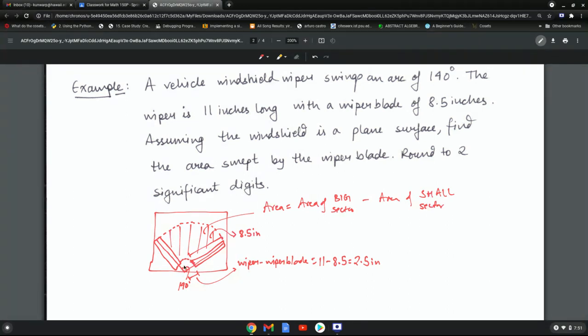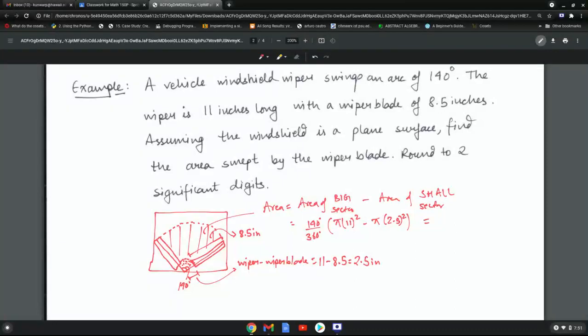Because you have this area right here, let's say the dotted one, which is not getting cleaned by the wiper. Now for both these sectors, the angle is the same. So it's 140 degrees over 360 degrees, but the radiuses are different. The radius for the big one is the length of the wiper, so it's 11 squared times pi. And the radius of the small one we found is wiper minus wiper blade, and it is 2.5 squared. We plug all of this into the calculator, and let's see what we get.